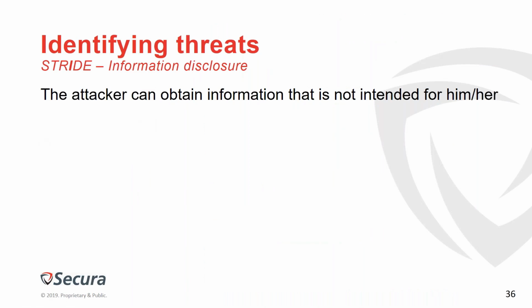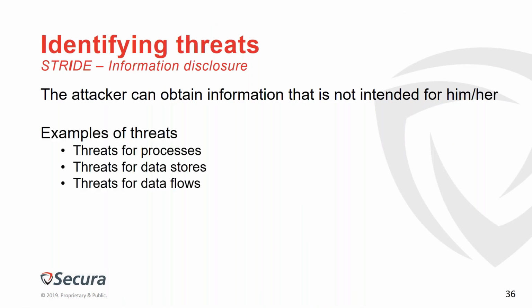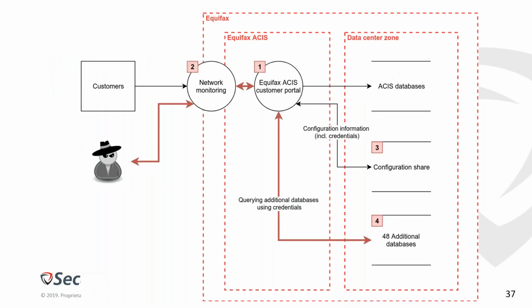So the I of STRIDE, information disclosure. The attacker can obtain information that is not intended for him or her. Like, for example, going back to Equifax, I think the very clear example over here is the obtaining of, first off, the configuration information, all of the information of the configuration files for other databases, for other web applications. That's the first example. And afterwards, of course, the information from all of these databases.